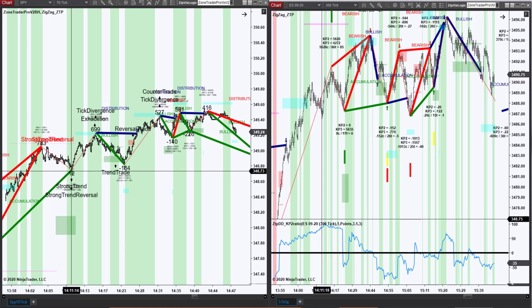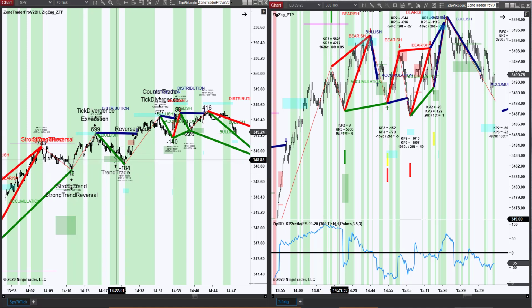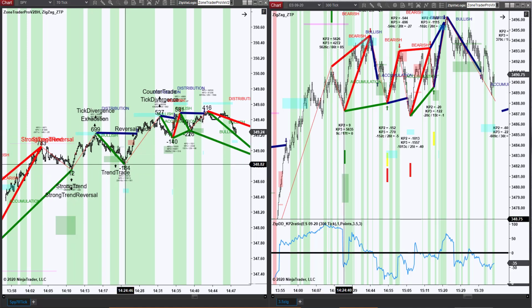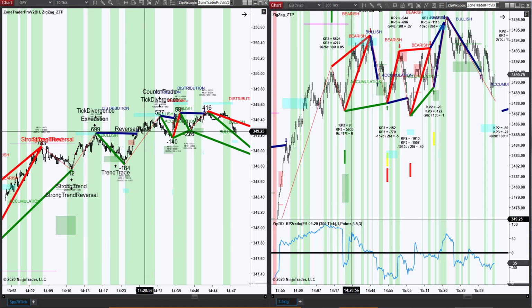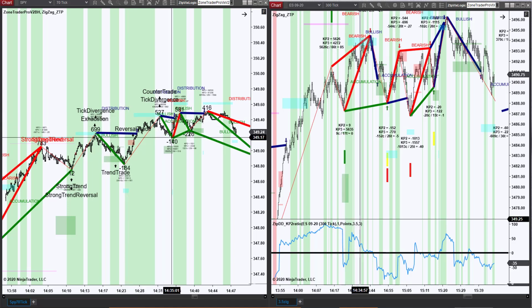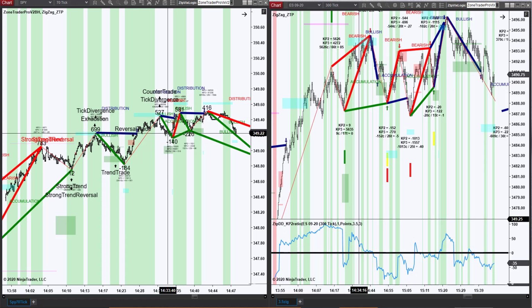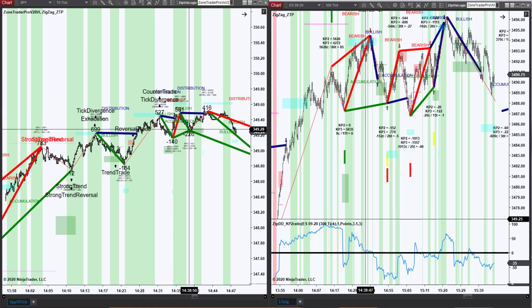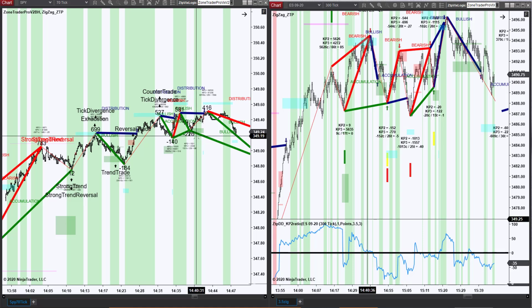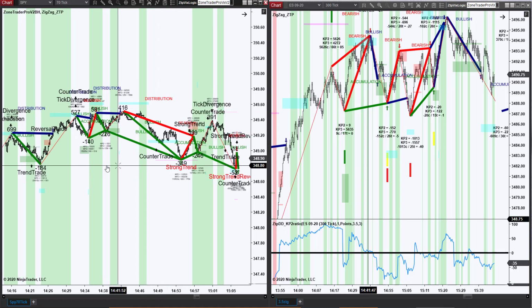For instance, here we have a trade good for almost 4 points. Again, a trade here good for almost 5 points. We have a trade here where if we added to the trade we were already in, or we had gotten out of it up here, again good for another 2 or 3 points, and so on and so forth.